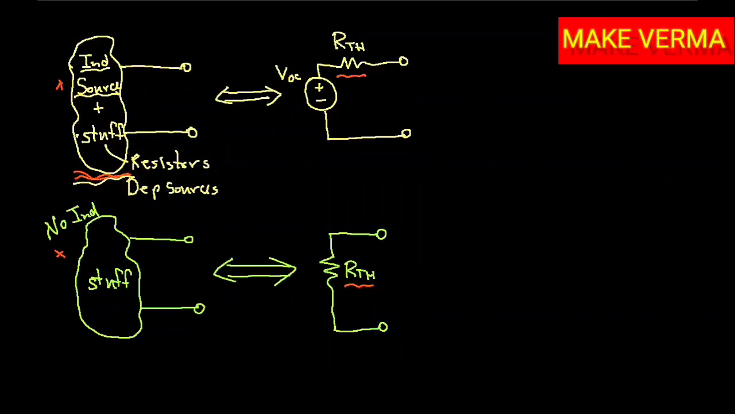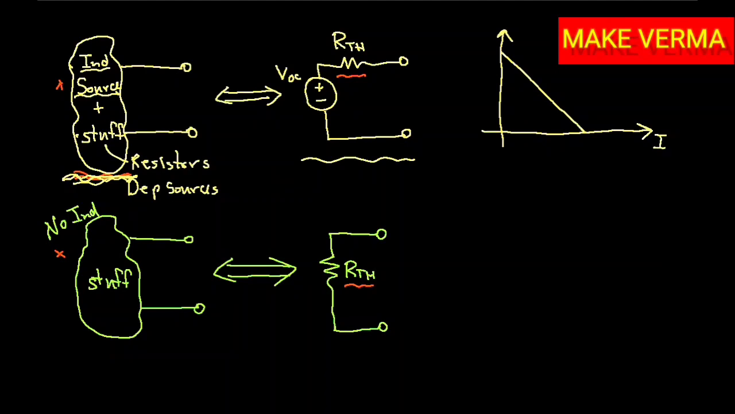When I say that these two are equivalent, that is, this whole bunch of stuff and this single circuit with a source and a resistance, what I mean is that the voltage-current relationship of the two are the same. If I draw the voltage-current relationship of a source in series with a resistance, it looks like this, where the horizontal axis is current, the vertical axis is voltage.